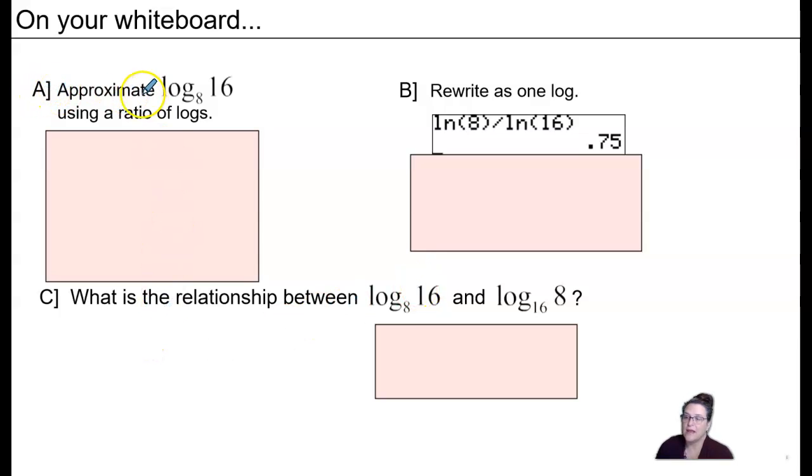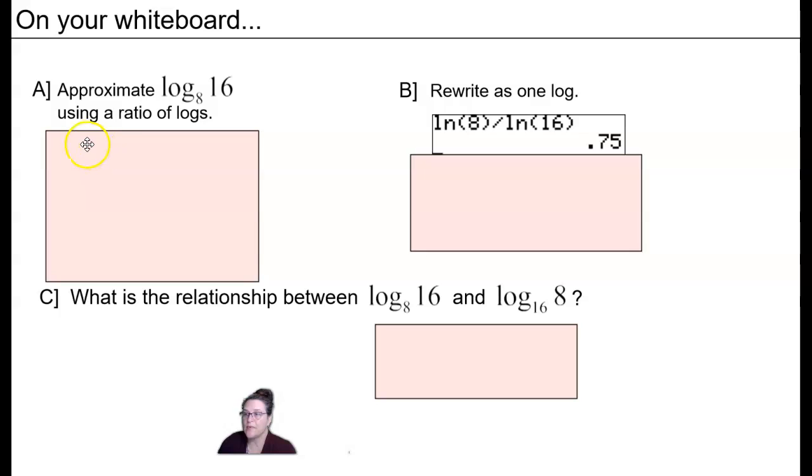On some scratch paper, if you'd like to go ahead and try A, B, and C. In A, you're going to approximate the log base 8 of 16 using a ratio of logarithms. So that would be your change of base property. You'll need a calculator to get an approximation. Then in B, you're going to look at the work that's given here and rewrite this as 1 log. And then explain in C what is the relationship between the log base 8 of 16 and the log base 16 of 8.